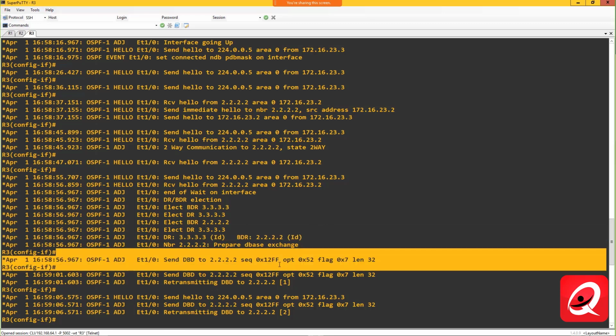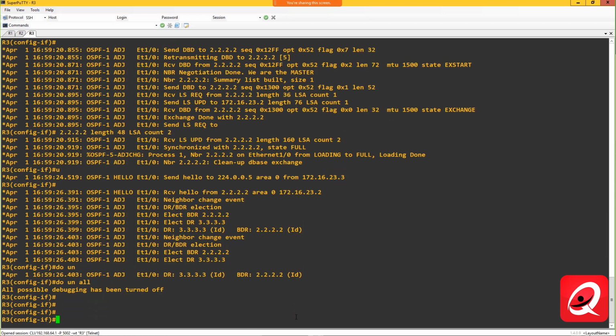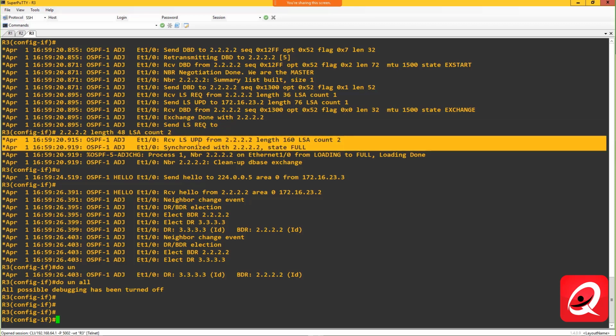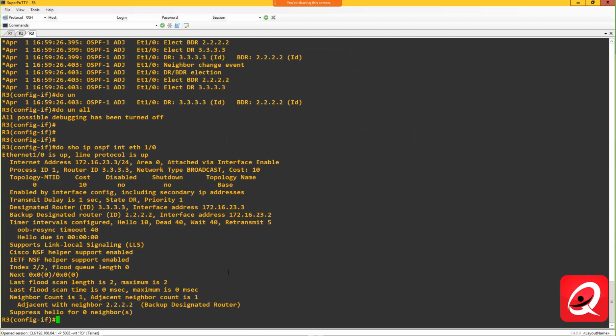And then we move through the rest of our process of forming our full adjacency. Okay, DBD negotiation, send DBDs, link state request, link state update, exchange done. Then we go in the other direction, link state request, link state update, and then we move into the full state.